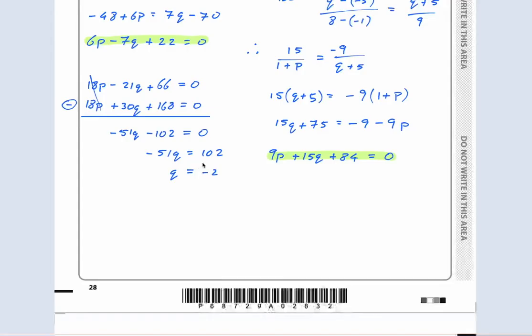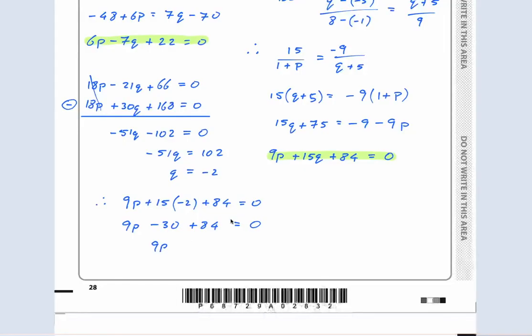Then once I have q is equal to -2, I can use whichever one of these I want. Let's actually just use this one. Therefore, 9p plus 15 times q, which is -2. I'm doing this one, guys, but q is -2, plus 84 equals 0. 9p minus 30, 15 times 2 is 30, plus 84 equals 0.